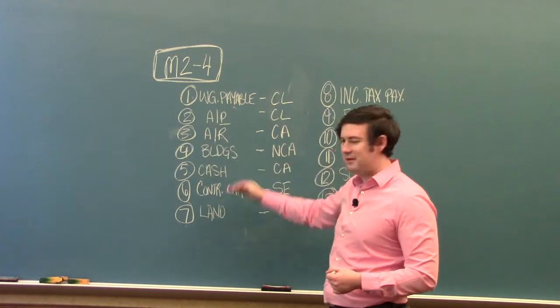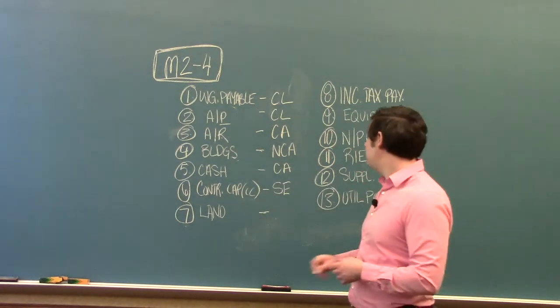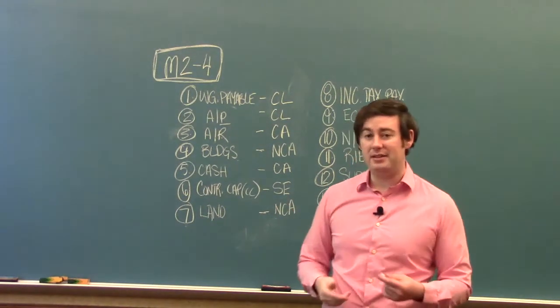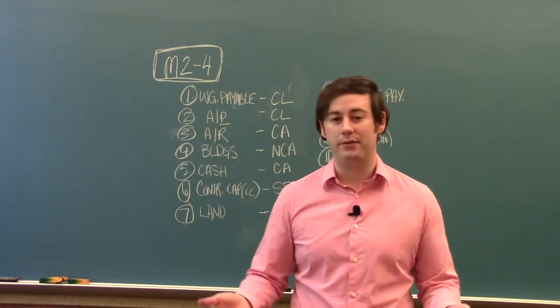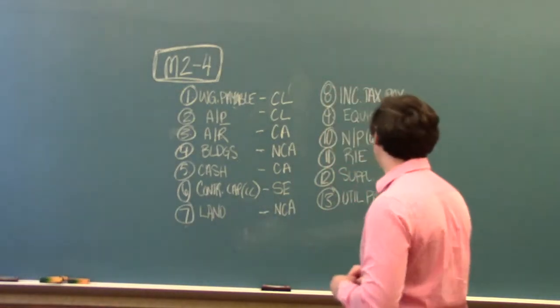Next is land. Obviously, like buildings, land has a long period of life, more than 1 year, so it's going to be considered a non-current asset. The interesting thing about land is it's said to have an indefinite life, so we don't actually depreciate that. We'll talk more about that in Chapter 9.